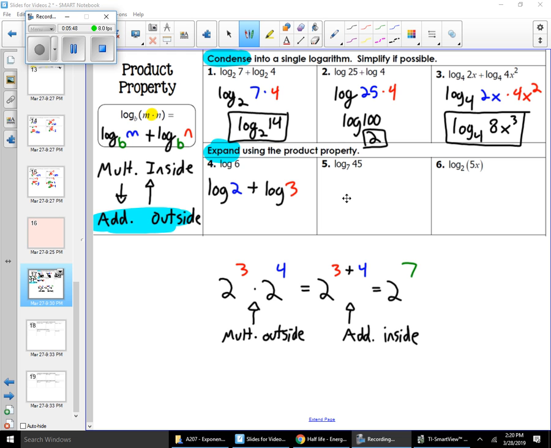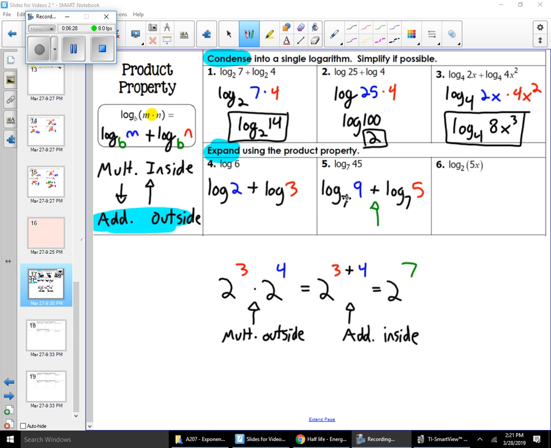Now that's not the only way you could have expanded this. You'd also do 6 as 6 times 1, log base 10 of 6 plus log base 10 of 1. So there is more than one correct answer for number 4 here. Same with 5. 45 does have several factors, but I'm going to go ahead and use 9 and 5 just to hammer home the idea that multiplication inside can become addition outside. My base is 7, and 45 is the same thing as 9 times 5. Multiplication inside becomes addition on the outside.